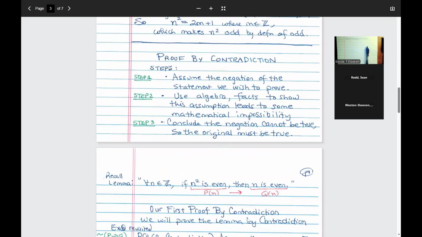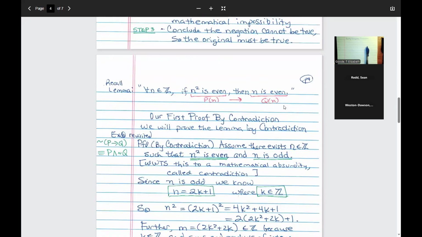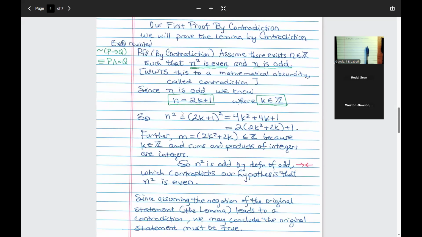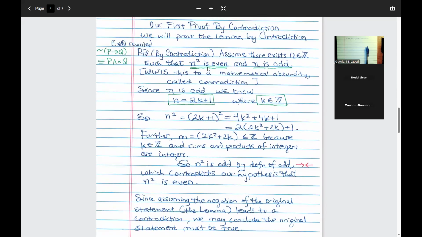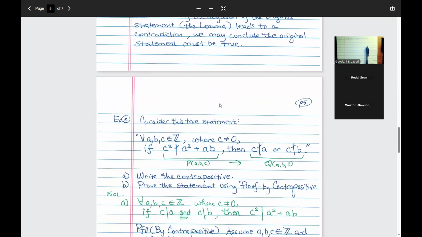And then here's the steps for proof by contradiction. We went back and attacked that same lemma and then proved it by contradiction, where we assume P, so we assume n squared is even and not Q, that n is odd. We wind up running with the fact that n is odd, prove that n squared is odd, but that contradicted our assumption that n squared is even. So a lot of times you can prove it either way.